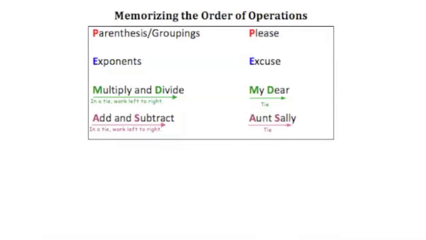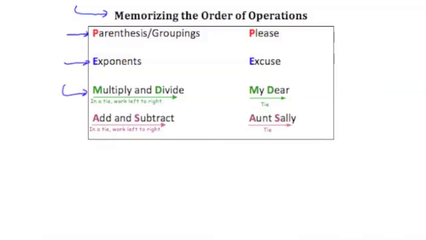Now, with the order of operations, it's going to be important that we follow the order of operations, which means we're going to have to memorize the order of operations. And here are the order of operations. The first thing that we do is the parentheses or groupings. And so we usually use the letter P to indicate that that's parentheses or groupings. Then we do E, exponents.